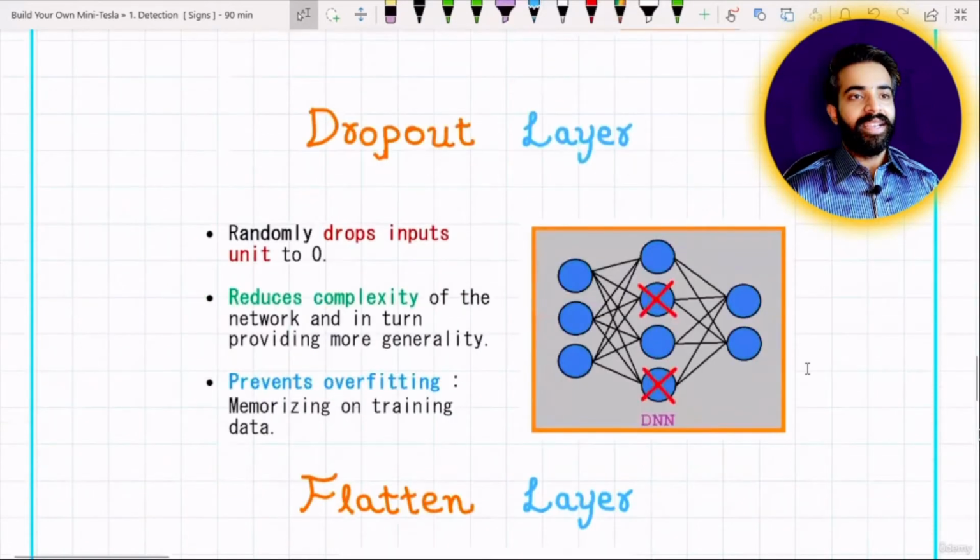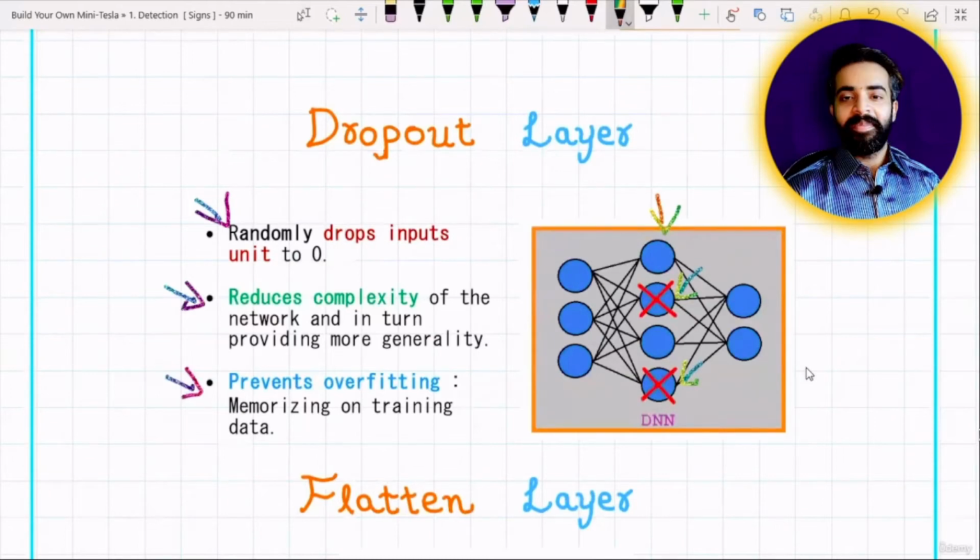Next three layers are not specific to CNN alone. For example, the dropout layer randomly drops the input unit to 0. An example of this can be seen in this image right here. As you can see, in the hidden layer, the second and the fourth neuron have been set to 0. Because we have fewer neurons to worry about, this reduces the complexity of the network, and in turn provides more generality as a whole. This also prevents overfitting over the data.